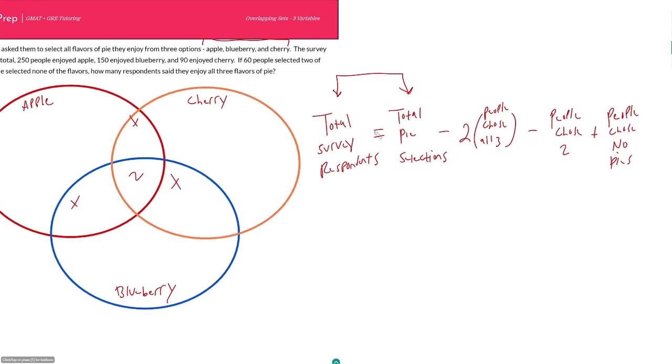Now, what about the people out here? So these are the people who did not select any of these three pie flavors. Now, these people did not get counted when we summed up our three rings. Therefore, if we're looking for our total survey respondents, so far they have not been included in our count. So that's why you have to add them back in.